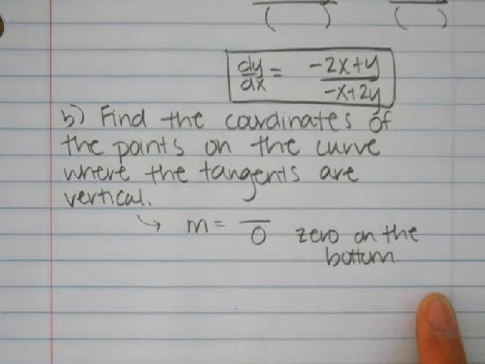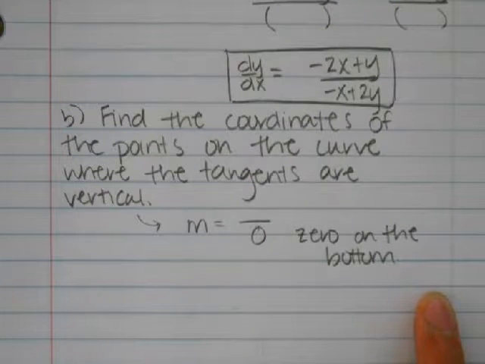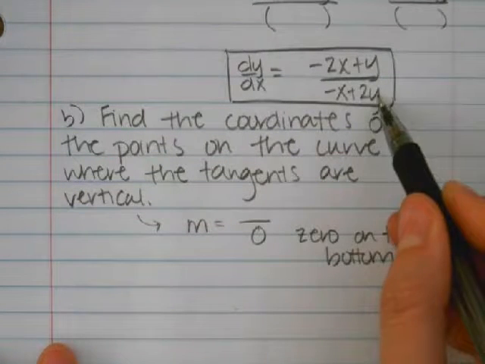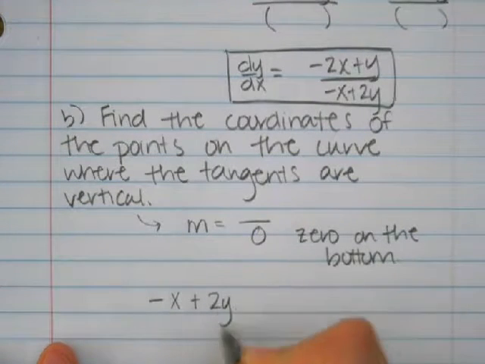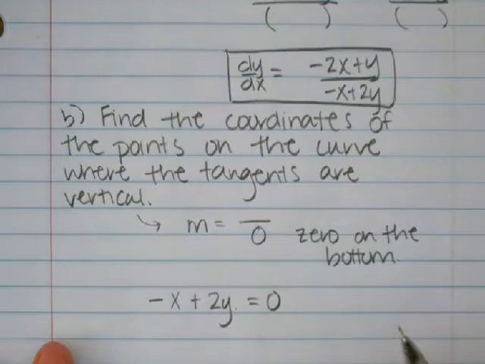So if we're going to find the x and y coordinates where the vertical tangent line is happening, what do we do? We know that something's going to equal 0. Set the bottom equal to 0, yeah. So we're going to take this bottom right up here, and we're going to set it equal to 0.